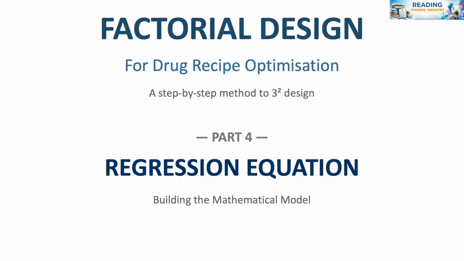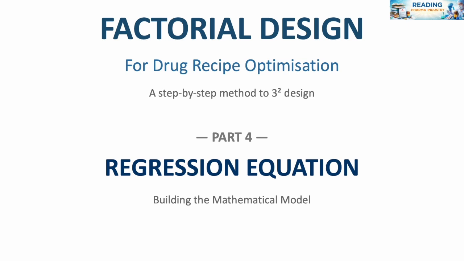Okay, welcome to this part. In this part, we will learn the mathematics behind factorial design, and we will use the regression equation to fit our data. In the previous part, we set up the experimental design, we defined the variables, we chose the levels, and we built the table with the 9 combinations.